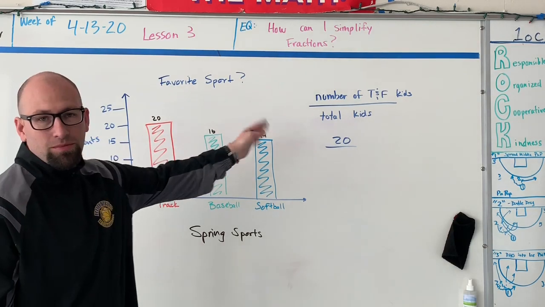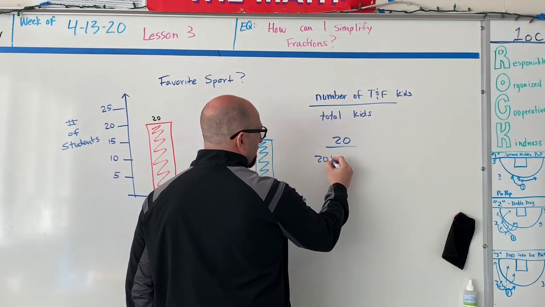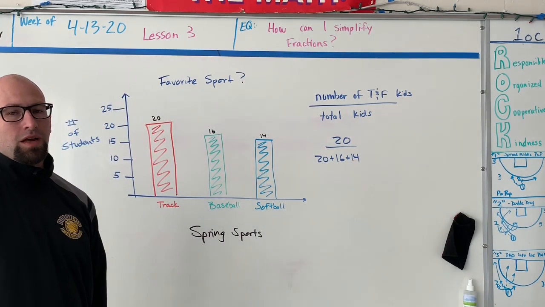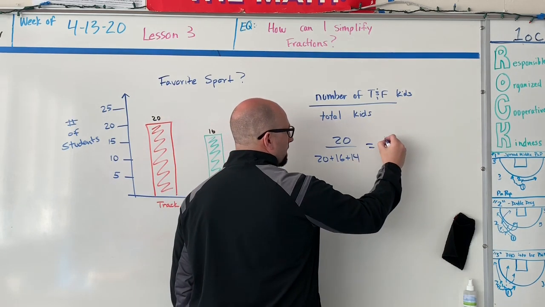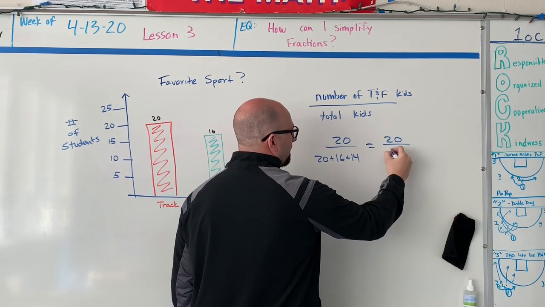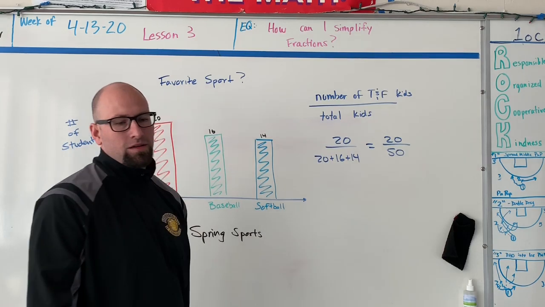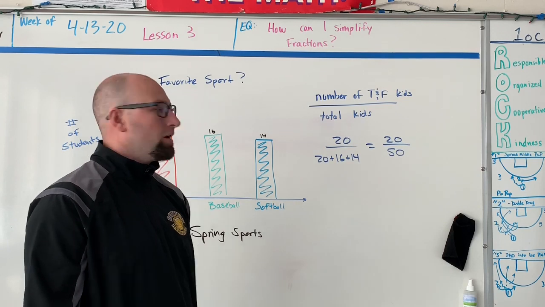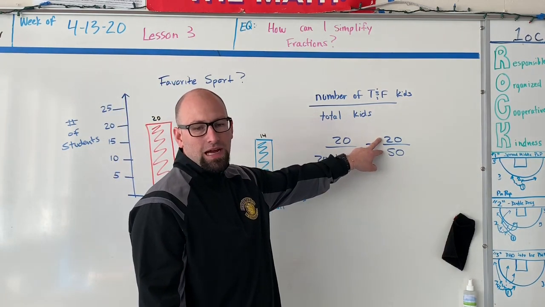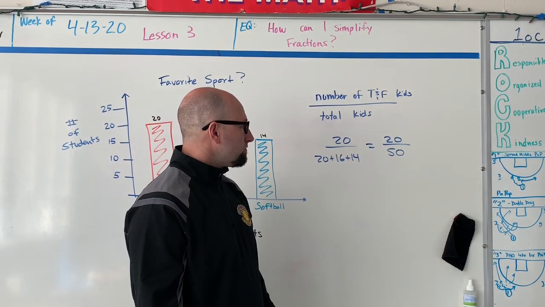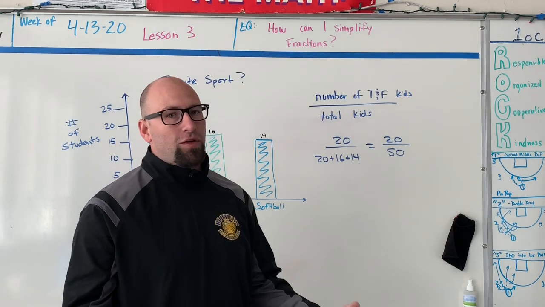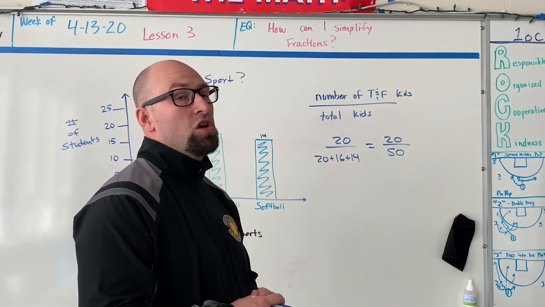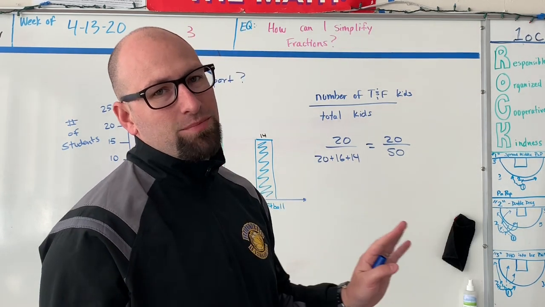So we got 20 plus 16 plus 14 will be our bottom. Okay, new denominator. So we get 20, that'll be 50. So 20 out of 50, okay? And so we've got 20 out of 50 is our fraction, but we want to simplify it.